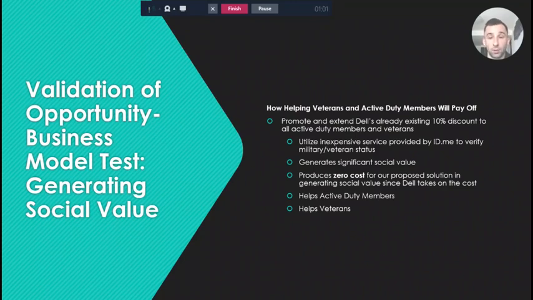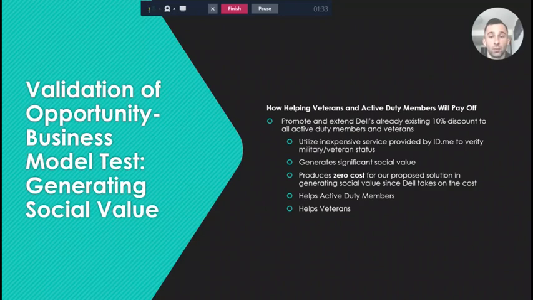And from a general public perspective, the military is a point of pride for the U.S. So any company showing support to them will surely be seen as favorable. Case in point, all the restaurants offering free meals during Black Friday. Now, this will also produce zero cost for a solution in generating the social value, since ultimately Dell is the one that takes on the total cost.